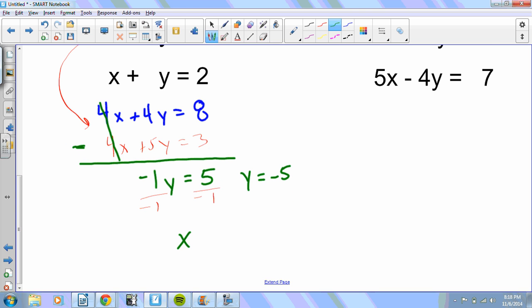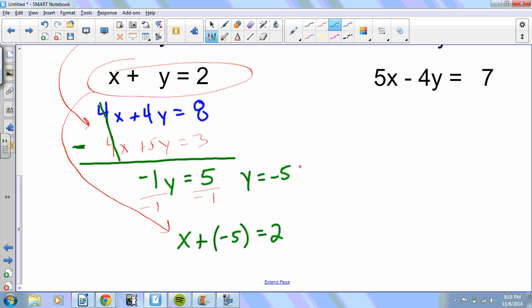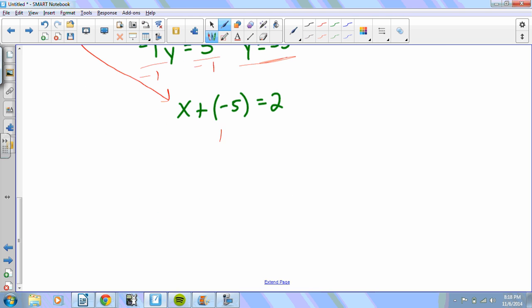So I have x plus my value of y, which was negative 5, will equal 2. Again, I just took this problem here, and I plugged my value of y into it. So if I keep going, I'm going to add 5 to both sides. So x will be 7.